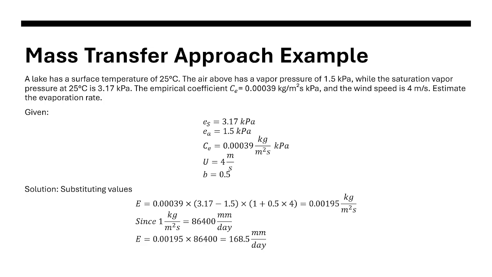is equal to 0.00195 kg over m squared s. Okay, so there we have here a conversion since 1 kg over m squared s is equal to 86400 mm per day. We can say that E multiplied by that is equal to 168.5 mm per day. Okay, so our final answer, the evaporation rate, is 168.5 mm per day. So that concludes our topic for today.